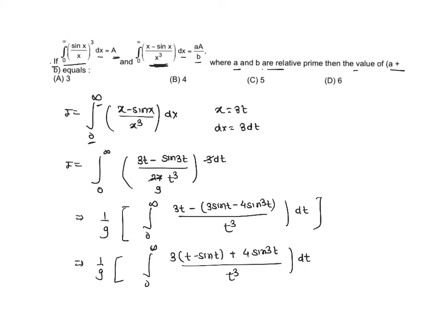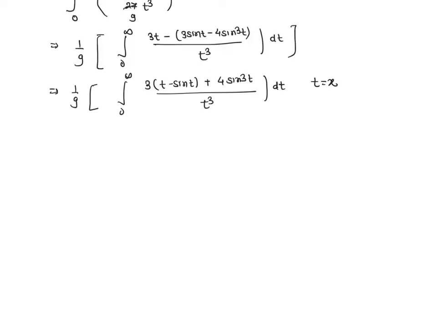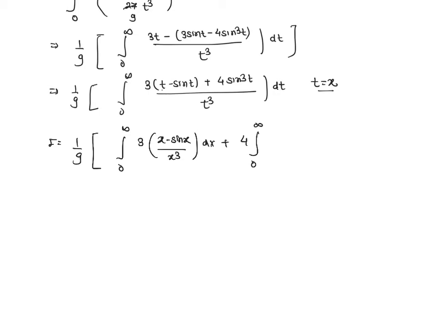Now we can replace t with x, so there is no change; we only have to write in terms of x instead of t. So I becomes 1 by 9 integral from 0 to infinity. We will also separate the integrals. This becomes 3 times (x minus sin x) divided by x cubed dx, plus 4 times the integral from 0 to infinity of sin cubed x divided by x cubed dx.